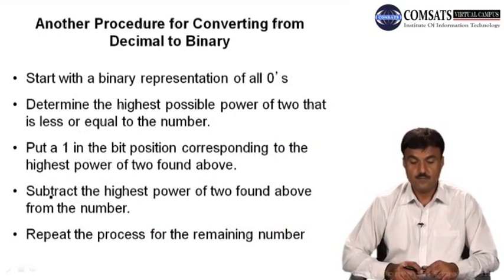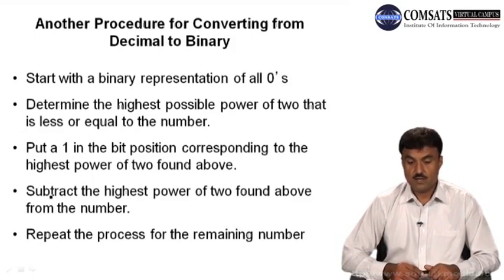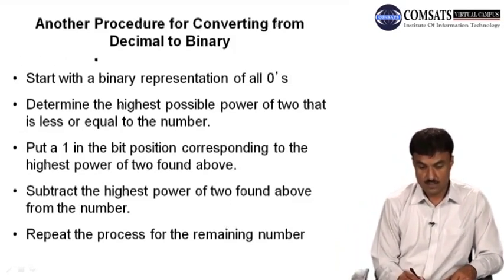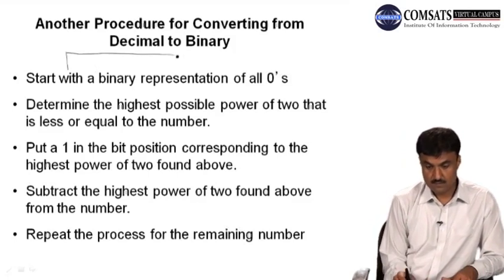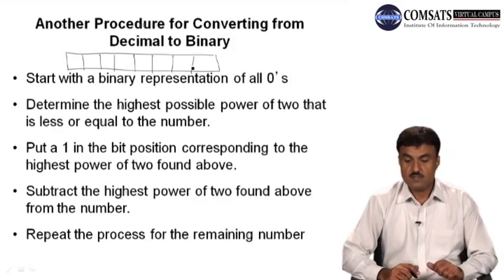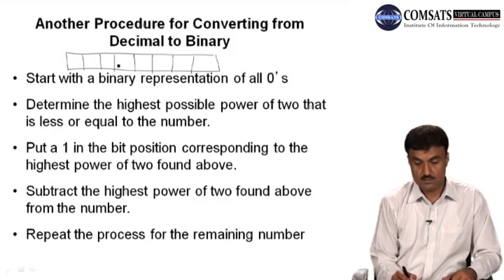So in this slide we will learn another method to convert any decimal number into binary. This is the most common and most convenient method. The first step is to start with a binary representation of all zeros. For example, if we have 8 boxes, for a number which cannot exceed these 8 bits, we have 1, 2, 3, 4, 5, 6, 7 and 8. So let's start with the binary representation of all zeros.